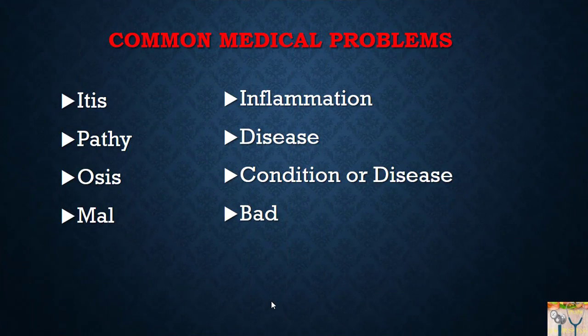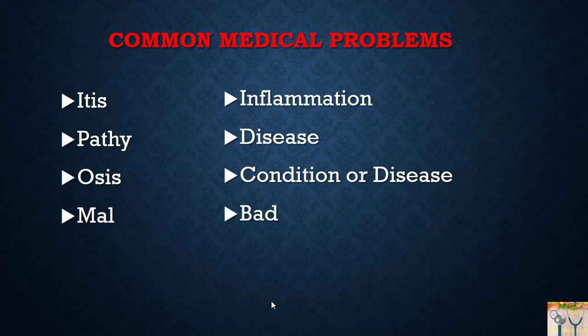Common medical problems. Itis means inflammation. Example, gastritis, gastroenteritis. Pathy means disease. Example, myopathy, that is, myo means muscle, pathy, disease, muscle disease or disease of the muscle. Osis means a condition or a disease. Example, osteoporosis, that is a disease of the bone.